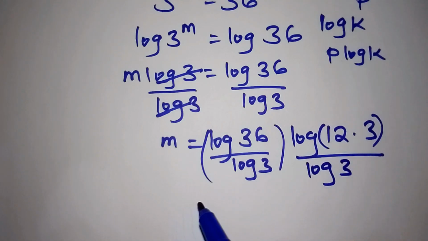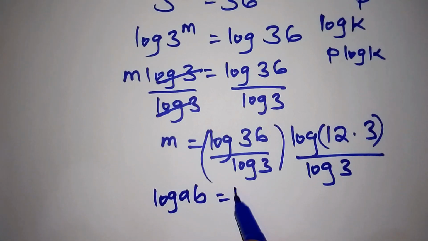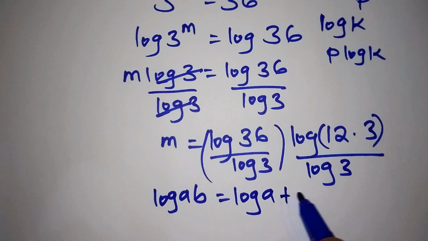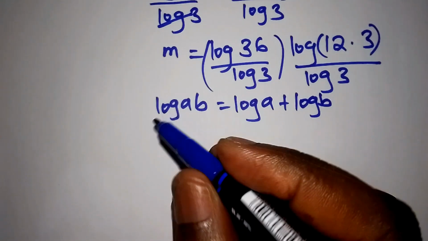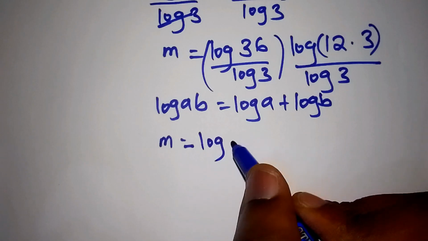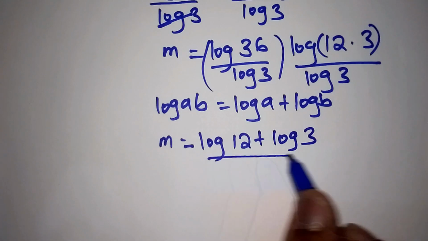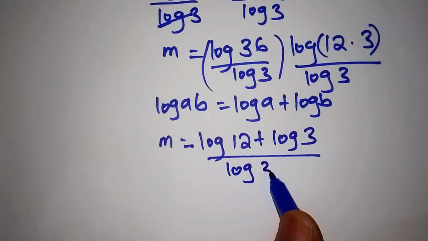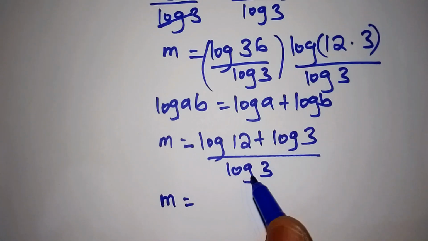Assuming that we have, for example, the log of a multiplied by b, this can be written as the log of a plus the log of b. So the value for m in this case is equals to the log of 12 plus the log of 3, all over the log of 3. Next, we shall divide both sides by the log of 3.